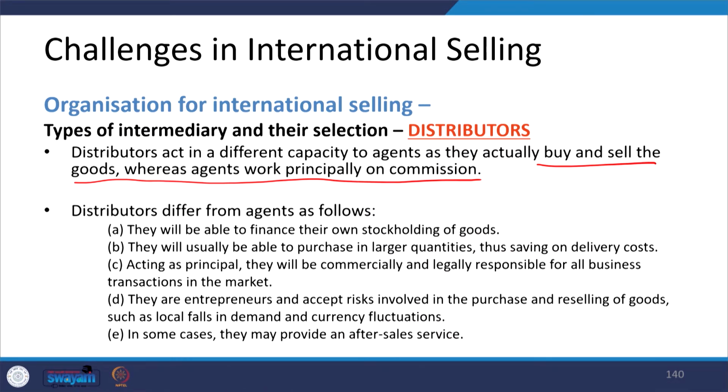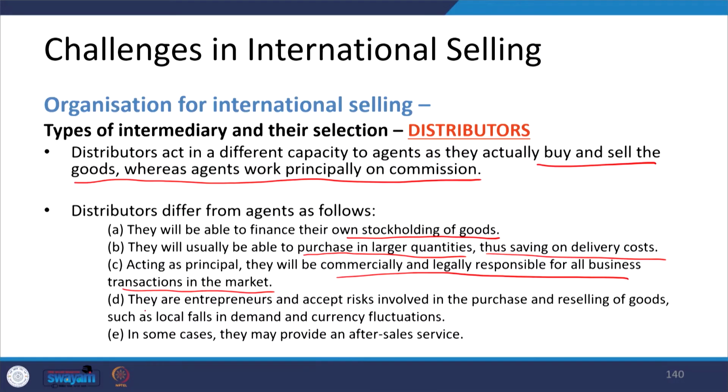So distributors differ from agents as follows. Distributors will be able to finance their own stock holding of goods because they're actually buying from you, as compared to agents. Again, distributors will usually be able to purchase in large quantities, thus saving on delivery cost. But in terms of agents, it all depends on how much finance and reputation he enjoys in that particular market. Acting as a principal, distributors will be commercially and legally responsible for all business transactions in the market. So you can assign particular responsibility to that distributor, which is not possible in case of agents.